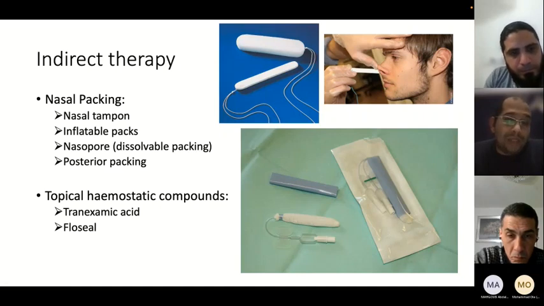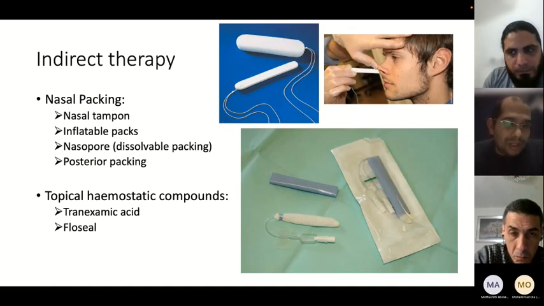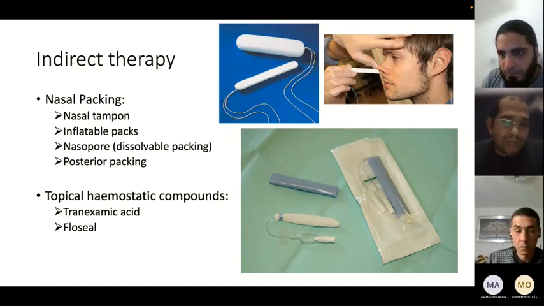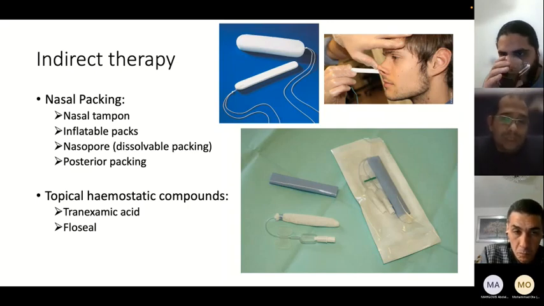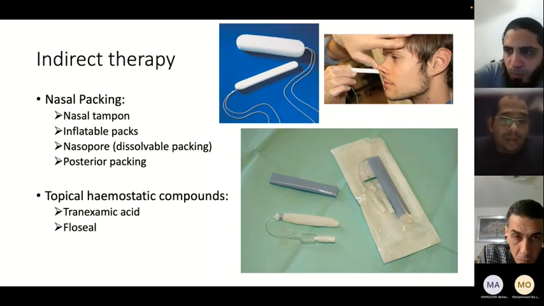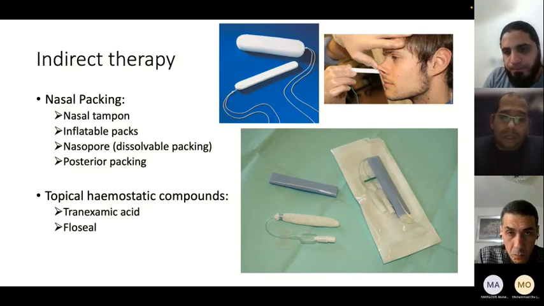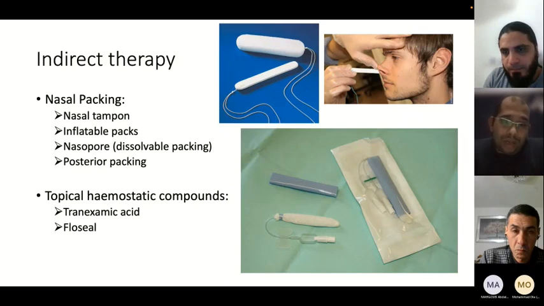If the patient is still bleeding and you suspect that the bleeding cannot be controlled with the anterior packing, either on one side or even on both sides, and there is no way to take him to the theater, there are other ways. You can use topical hemostatic compounds, including tranexamic acid and Floseal.